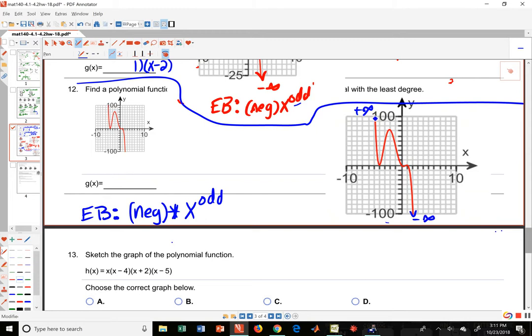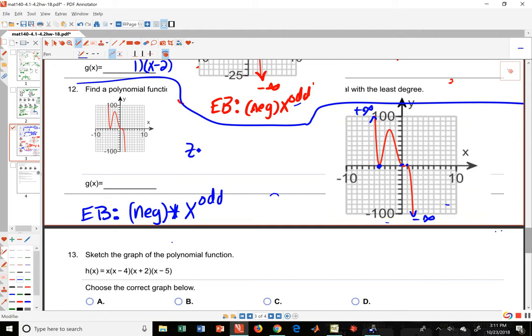So because of the opposite infinite behavior there, we know it has to be odd degree. All right, and then our local zeros, we've got one. There's a real subtle one right here. I blew this up so you could see that one a little bit better. And then there's another one right there. Man, it's a little tricky.